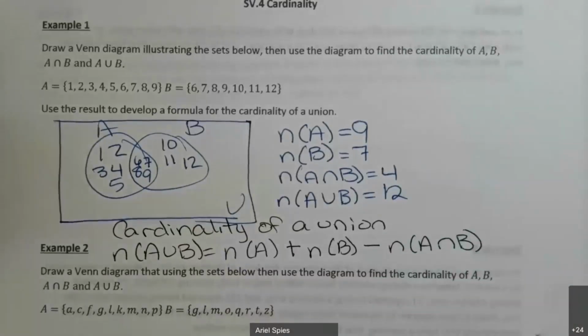So when I subtract it, it gets rid of the double counting. So notice if I did 9 plus 7, it would give me 16. Minus 4 gives me 12. So that would work in the future. Questions on number 1?